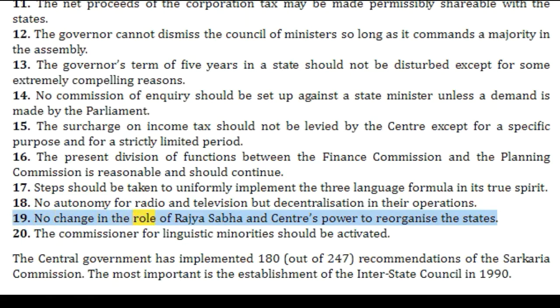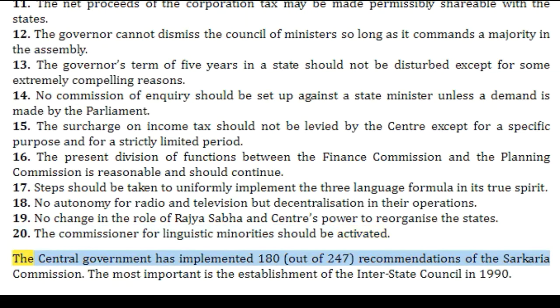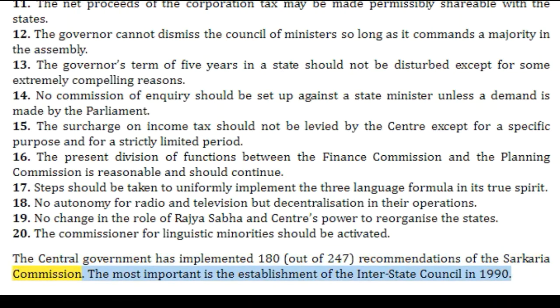19. No change in the role of Rajya Sabha and the centre's power to reorganise the states. 20. The Commissioner for Linguistic Minorities should be activated. The central government has implemented 180 out of 247 recommendations of the Sarkaria Commission. The most important is the establishment of the Interstate Council in 1990.